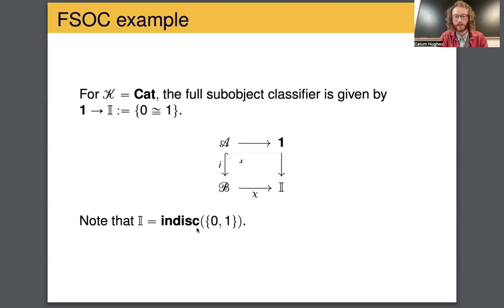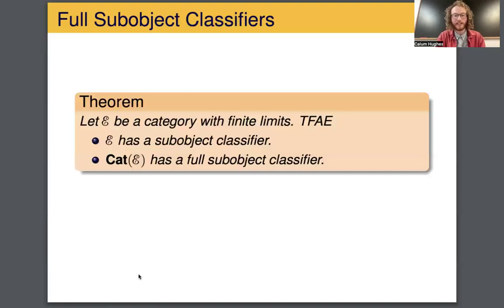It's interesting to note that this walking isomorphism is the indiscrete category on two objects. So I told you that in Cat, this takes a set and gives the category which has a unique morphism between any two objects. So we've got a unique morphism from 0 to 1, a unique morphism from 1 to 0, and then unique morphisms from 0 to 0 and 1 to 1. And this forms the walking isomorphism. Great. This will crop up again, I guess, in this next theorem.